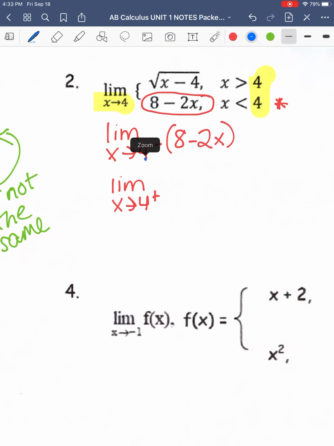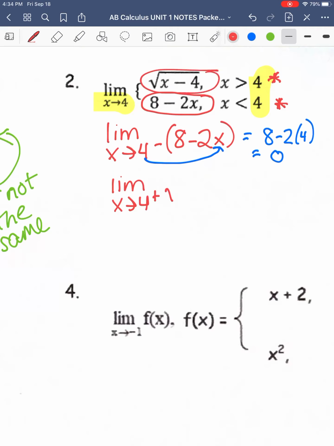And then I'm going to evaluate the limit. So I'm going to take 4 and sub it in for x. So I have 8 minus 2 times 4. 8 minus 8, and I get 0. Then I'm going to find my limit from the right. From the right, I'm going to use the top function because it says use the top when x is greater than 4. So I'm going to recopy the function, the square root of x minus 4, and I'm going to sub 4 in to find my limit. So I have the square root of 4 minus 4, which is 0.